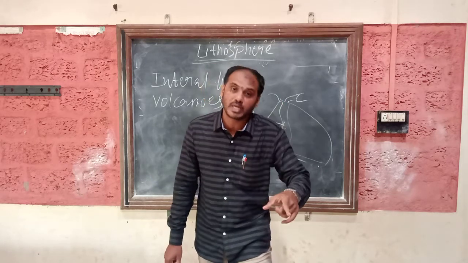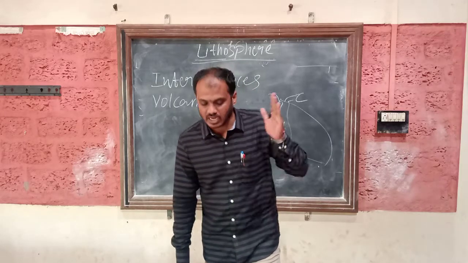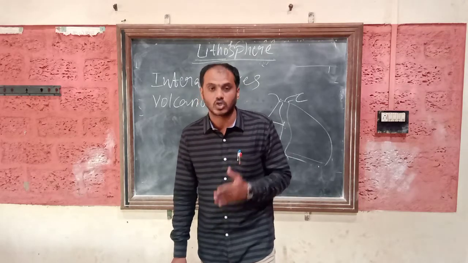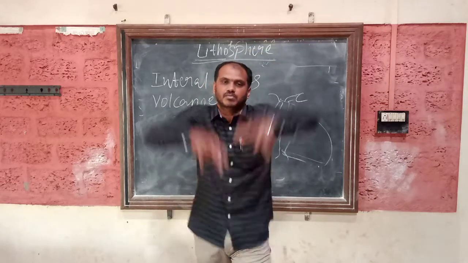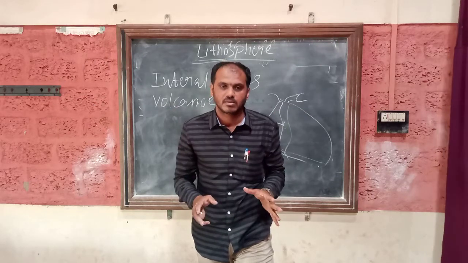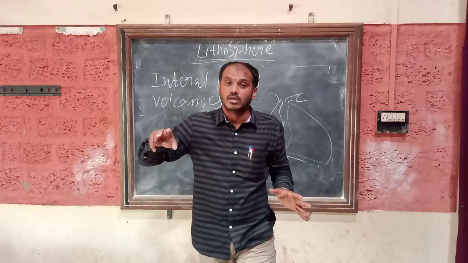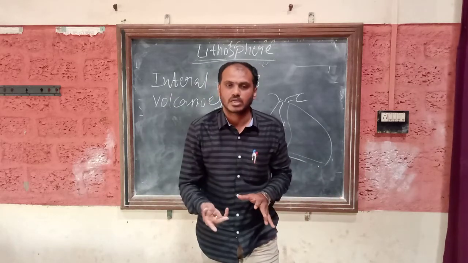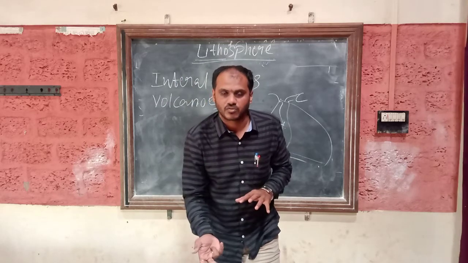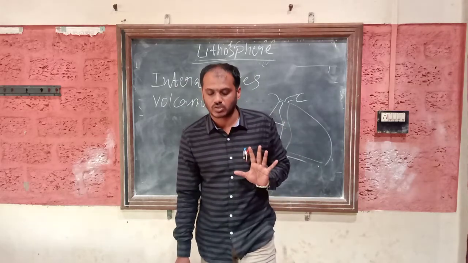Next comes the dormant volcanoes. Dormant volcanoes are those which erupted in the past and are likely to erupt again, but have remained inactive for a long period. In the past they have erupted, but now there is no eruption. We can't say it will not erupt; it may erupt in the future.